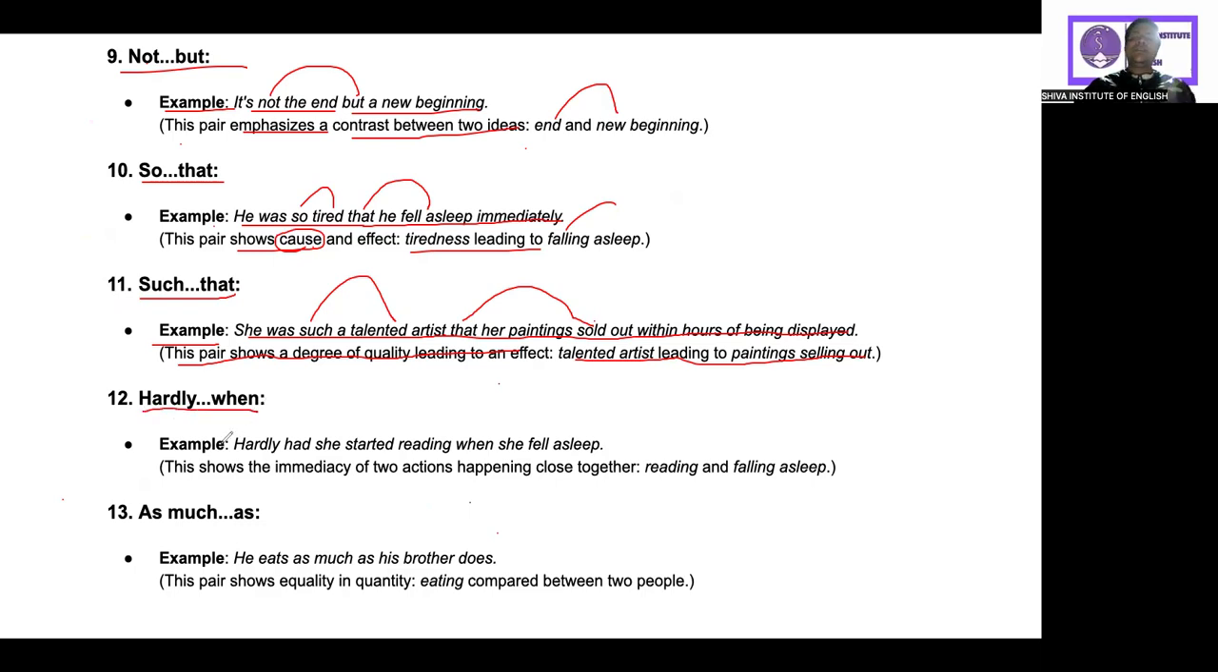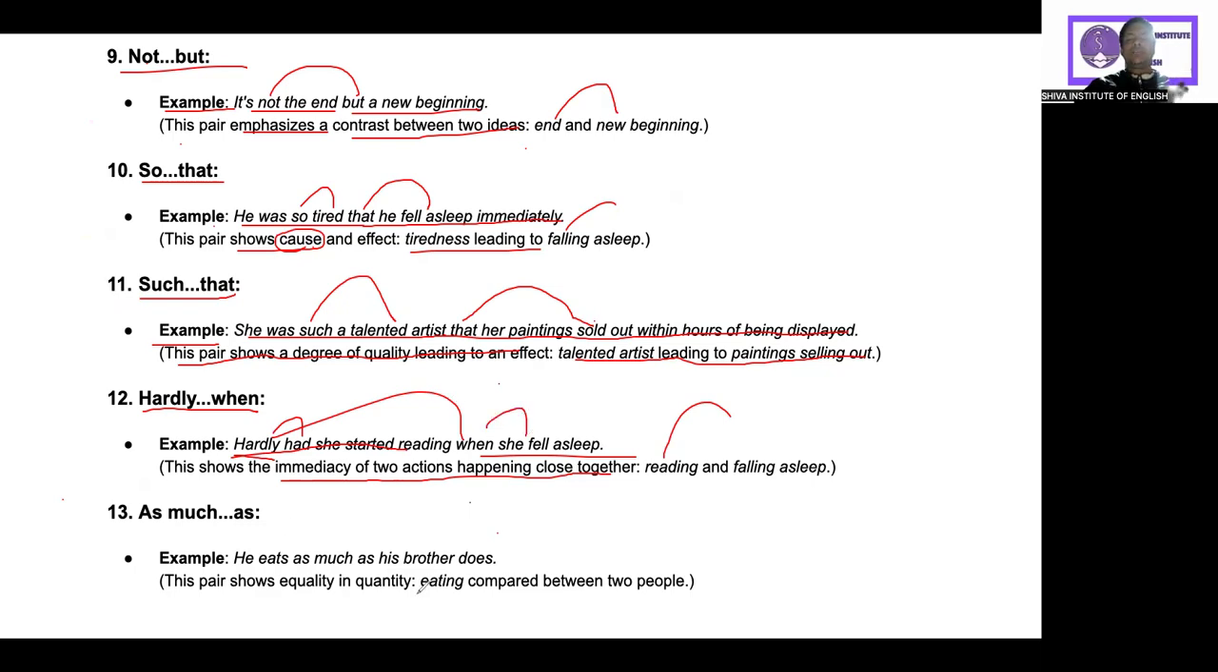Likewise, "hardly" generally comes with "when". So, "Hardly had she started reading when she fell asleep." This shows the immediacy of two actions happening close together, reading and falling asleep. "Hardly had she started reading" is the first action, and "when she fell asleep" is the second action. Therefore, "hardly" is used with the past perfect, and "when" with the simple past.